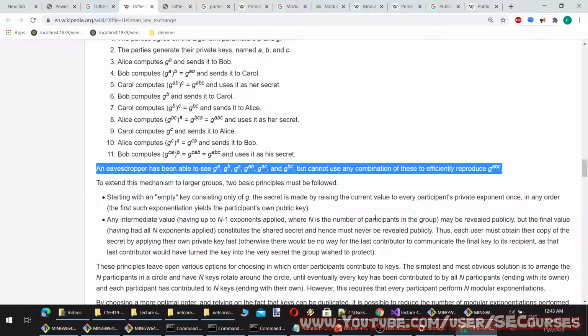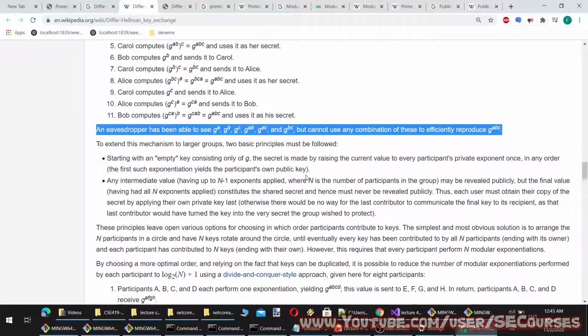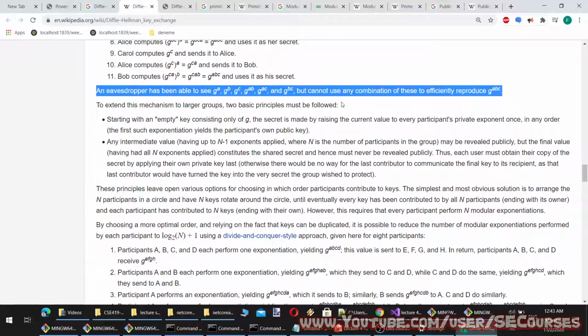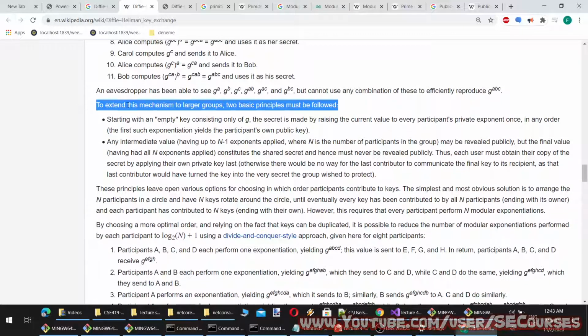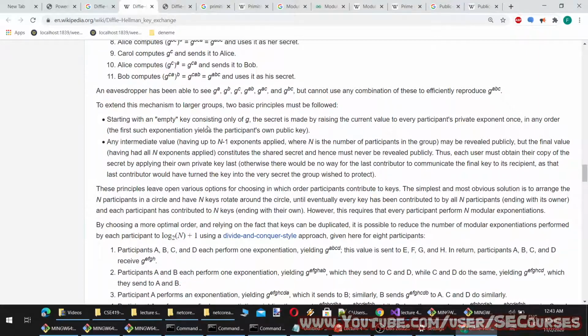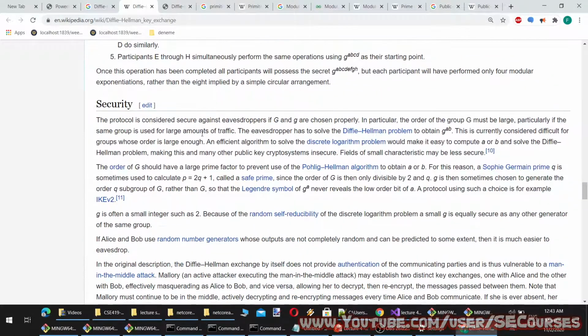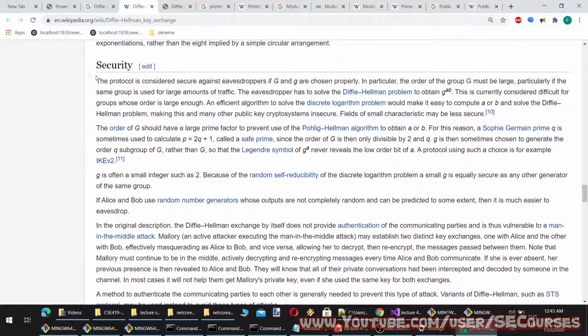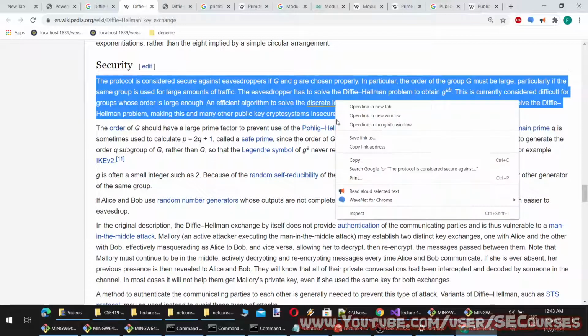This is important. An eavesdropper has been able to see g^a, g^b, g^c, g^ab, g^ac, and g^bc, but cannot use any combination of these to efficiently reproduce g^abc. Okay, and let's read this.